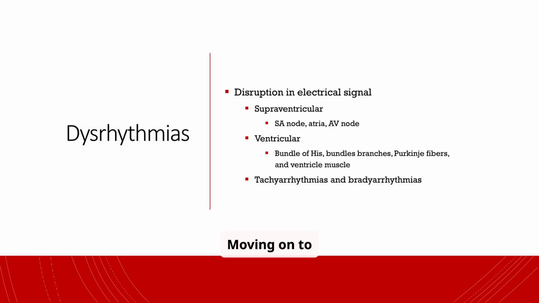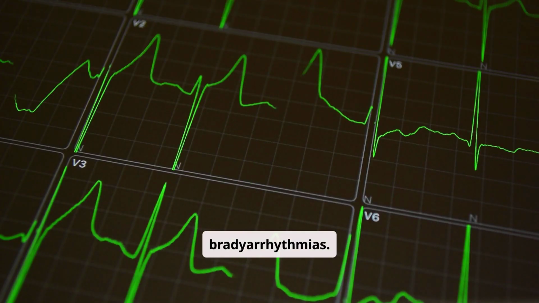Moving on to dysrhythmias, which are disruptions in the heart's electrical signal. These can be supraventricular, originating in the SA node, atria, or AV node, or ventricular, originating in the bundle of His, bundle branches, Purkinje fibers, or ventricle muscle. We'll also touch on tachyarrhythmias and bradyarrhythmias.